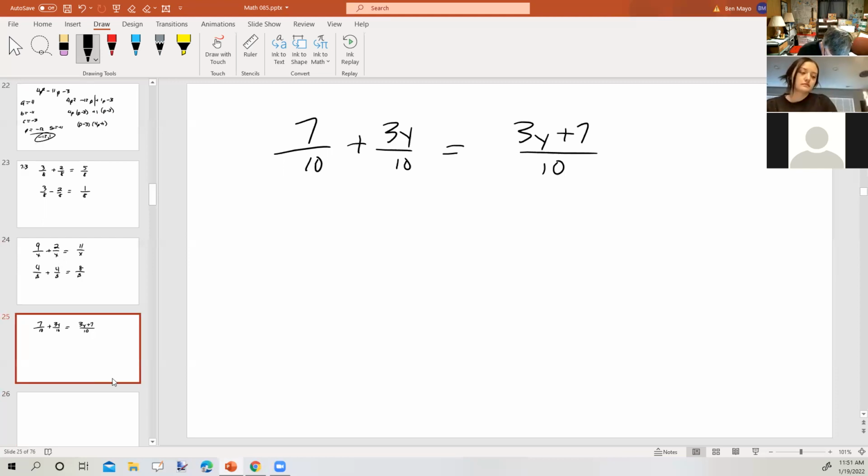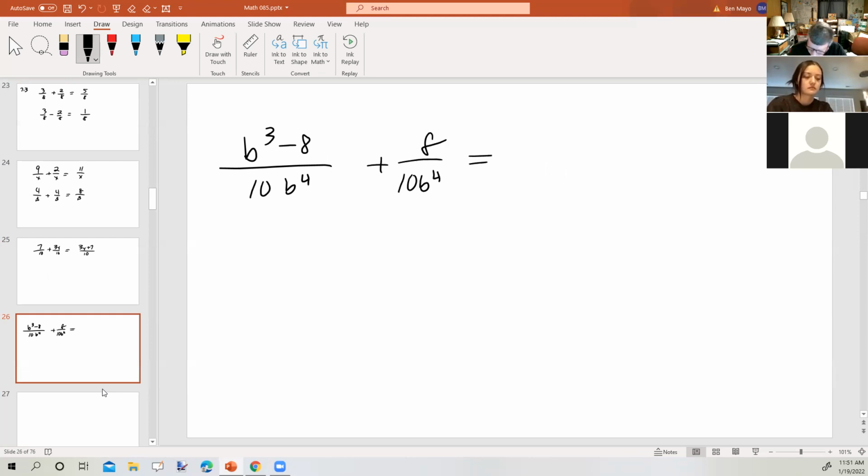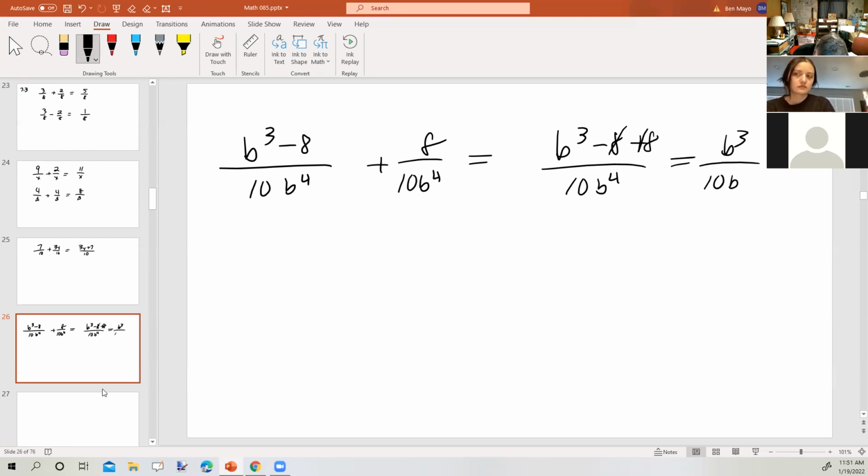What if I've got this? b cubed minus 8 over 10b to the 4th plus 8 over 10b to the 4th. Well, that is b cubed minus 8 plus 8 over 10b to the 4th, which is b cubed over 10b to the 4th. But b cubed over b to the 4th is 1 over b. So I end up with 1 over 10b.